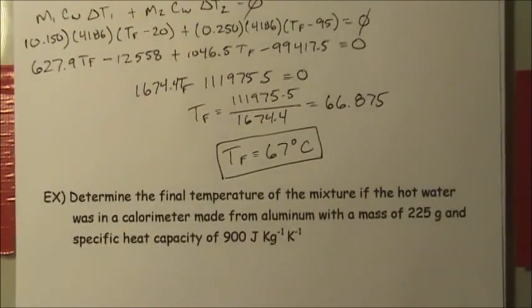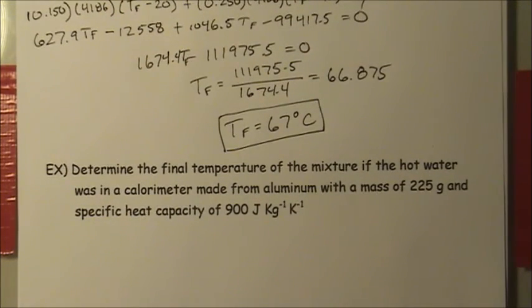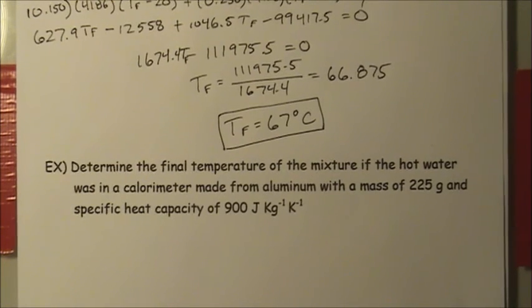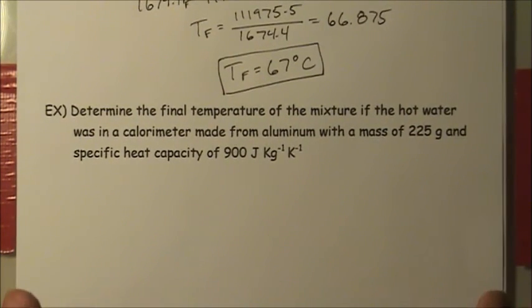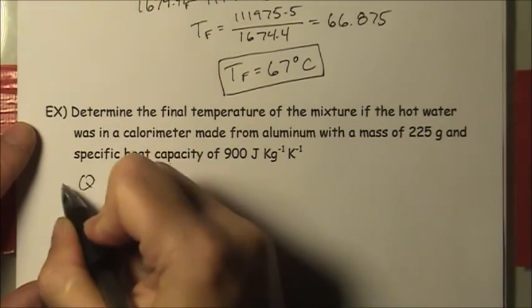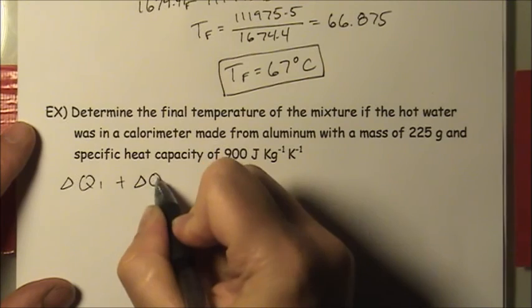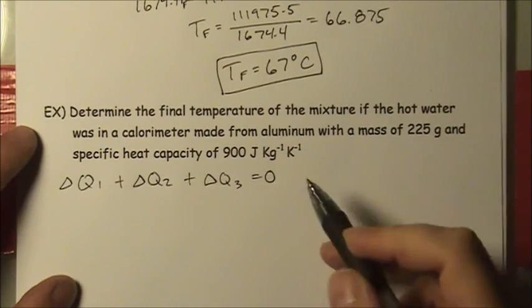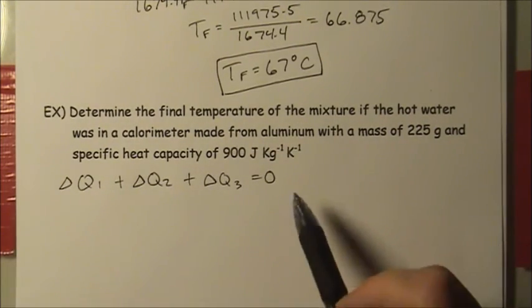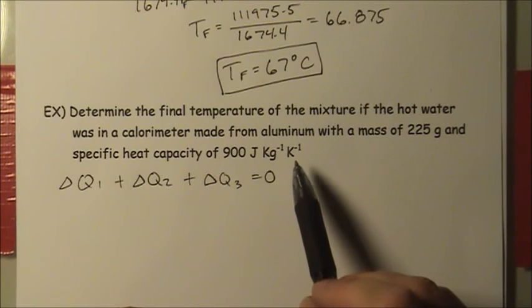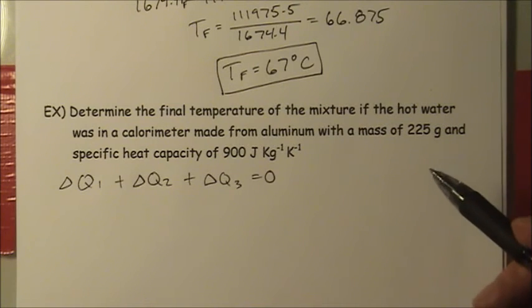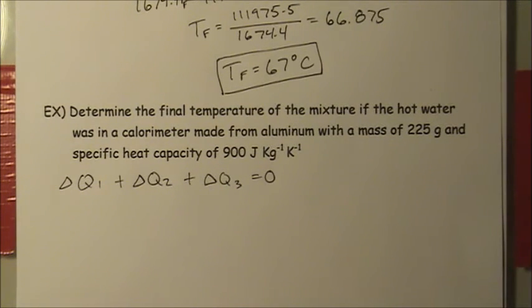We're just going to bring the calorimeter into this problem. And in order to bring the calorimeter into the problem, there's just going to be a Q3. The calculation is going to go very similar, except that there's going to be a delta Q1, a delta Q2, and this time there'll be a delta Q3, and that is to take into account the effect of the calorimeter. So we're going to assume that this calorimeter is made from aluminum, which has a specific heat capacity of 900 joules per kilogram per Kelvin, and that the total mass of the calorimeter is 225 grams.